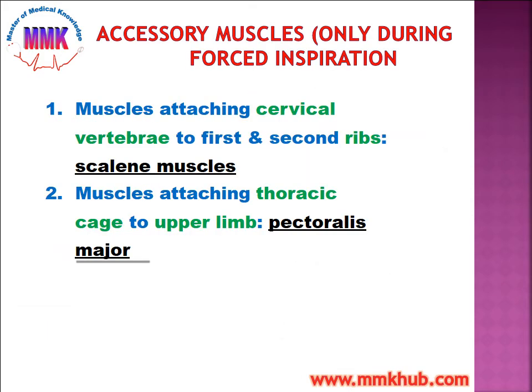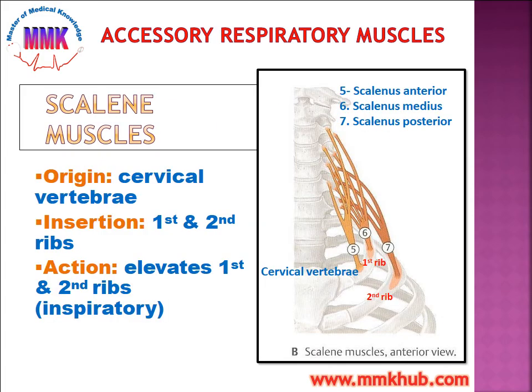Accessory muscles of respiration are only involved during forced inspiration. These are the muscles attaching the cervical vertebrae to the first and second ribs, the scalene muscles, and secondly the group of muscles attaching the thoracic cage to the upper limb, which is the pectoralis major muscle. First of all, the scalene muscles. Scalene muscles include scalenus anterior, scalenus medius and scalenus posterior.